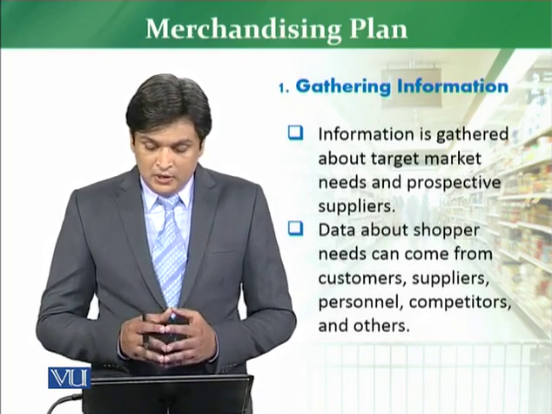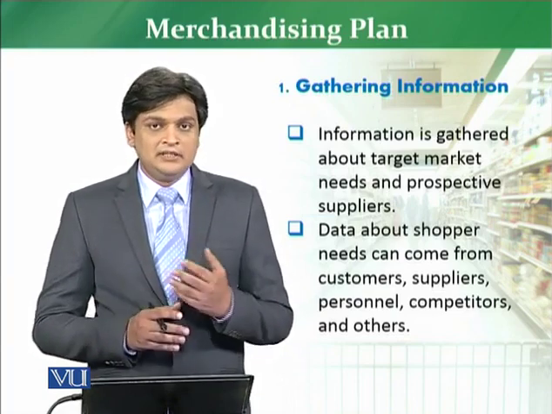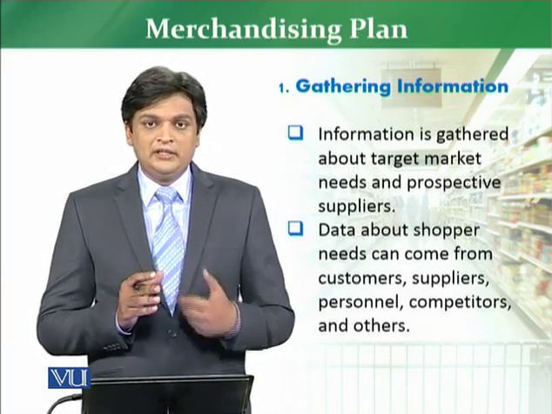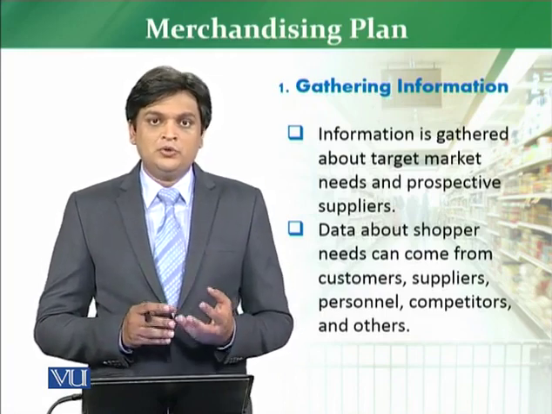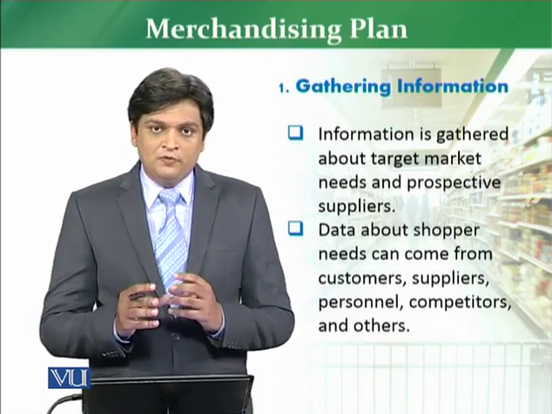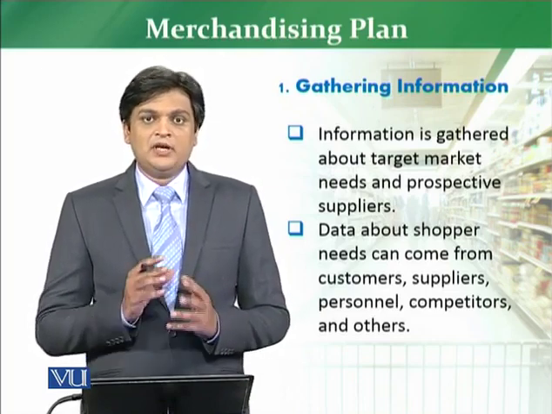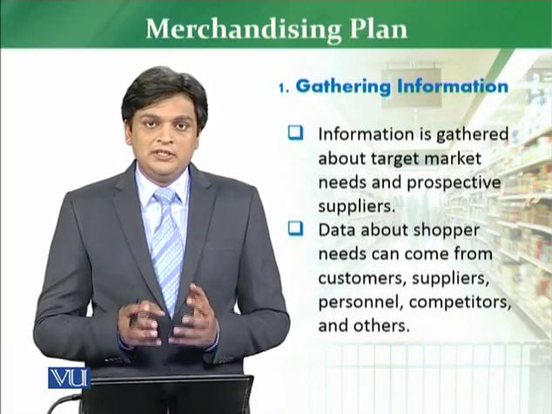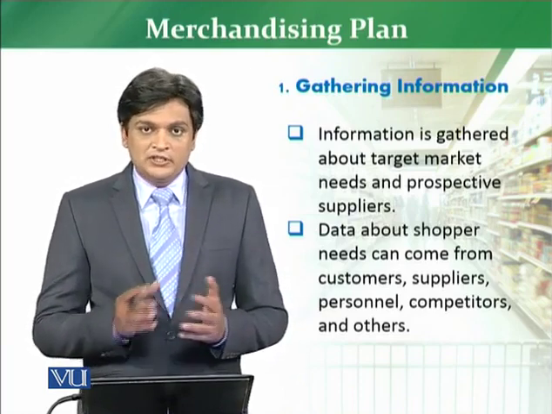Then data about shopper needs can come from customers, from suppliers, or from any other sources. Normally the target market data tells you about the customers. You get information from your suppliers. You also get information from some research of the customers. You also get this information from your competitors. Once you visit competitors, you see which profile of the customer, which income group, which gender, and what income level of the customer is buying and what they are buying. On the basis of all these data, it will really help you to move to the next step, which we have already discussed in the process.